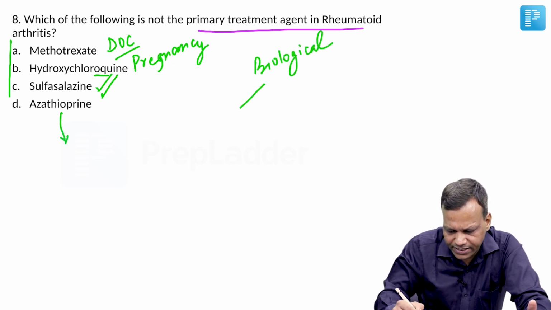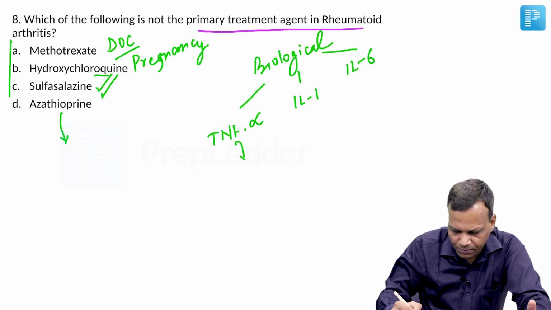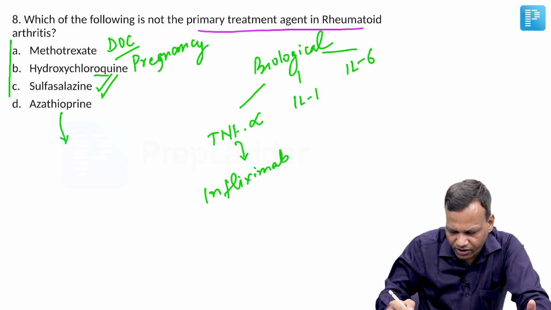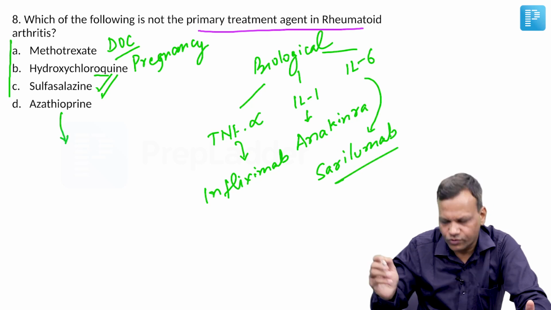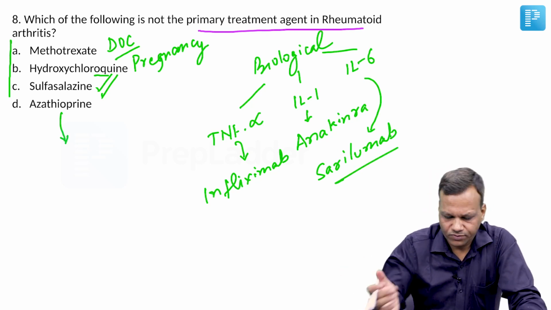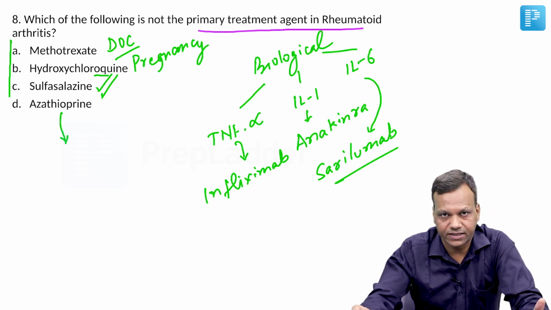Plus, recently biological agents are commonly used. Biological agents like drugs inhibiting TNF alpha, drugs inhibiting interleukin 1 and drugs inhibiting interleukin 6. TNF alpha inhibitors like infliximab, interleukin 1 receptor antagonist like anakinra, and interleukin 6 inhibitor like sarilumab. These are the biological agents useful in rheumatoid arthritis. The answer to this is easy. It is azathioprine, which is an immunosuppressant drug. Okay.